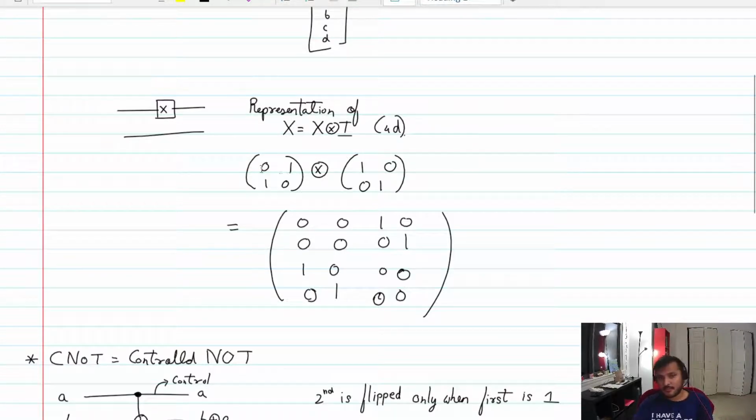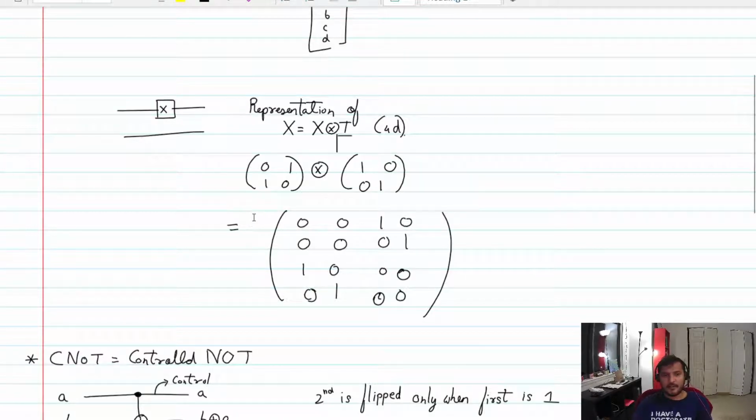So X is this, which we saw last time, and then the outer product is this identity. The way you should look at this product is to multiply each element of X by this whole matrix. This whole matrix times 0, we get these four zeros. This whole matrix times 1, we get this matrix back. This whole matrix times 1, we get it here. And this whole matrix times 0, we get zeros here. So this is the four-dimensional representation of X acting on the first qubit.